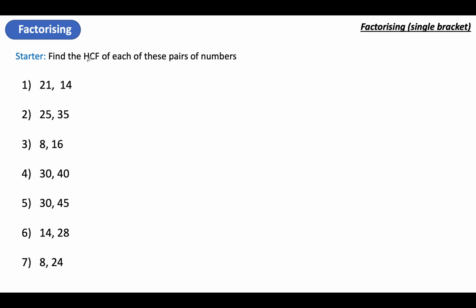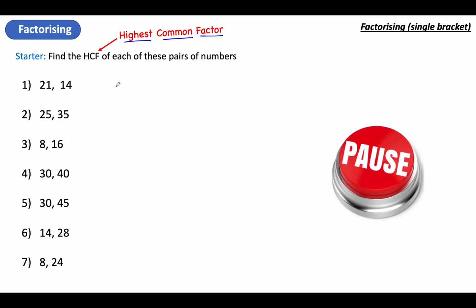But the first thing I want you to do is find the highest common factor of these pairs of numbers, which is what HCF stands for. So you look for factors of each number, so of 20 and 21, and you find the ones that are common to both, so what is a factor of 21 and 14, and you want the highest one. So what's the biggest number that divides 21 and 14? Okay, right, off you go. Pause the video, unpause when you've done them all.